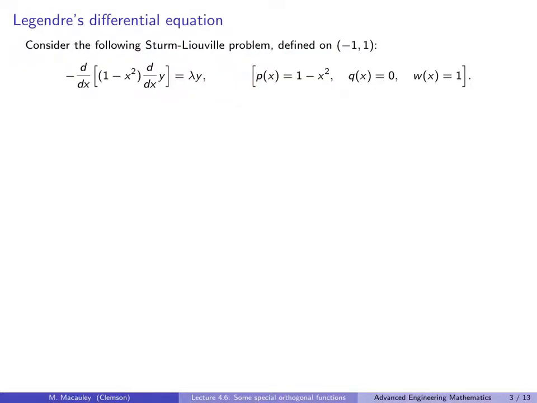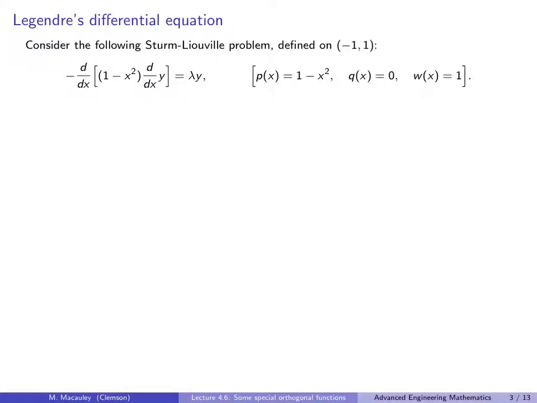Here's our first example, Legendre's differential equation. Right away, I'm going to write it in Sturm-Liouville form, defined on the interval -1 to 1. So negative d/dx of the quantity 1 minus x squared times dy/dx equals lambda y. This is a Sturm-Liouville equation because p of x equals 1 minus x squared, q of x is 0, and w of x equals 1.